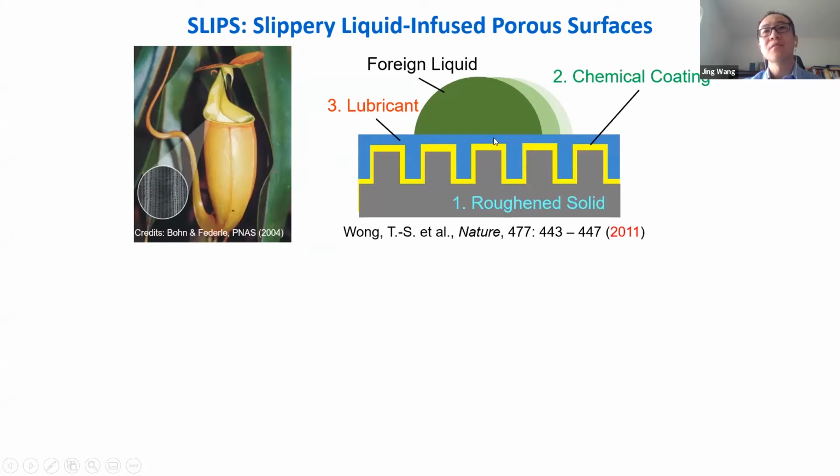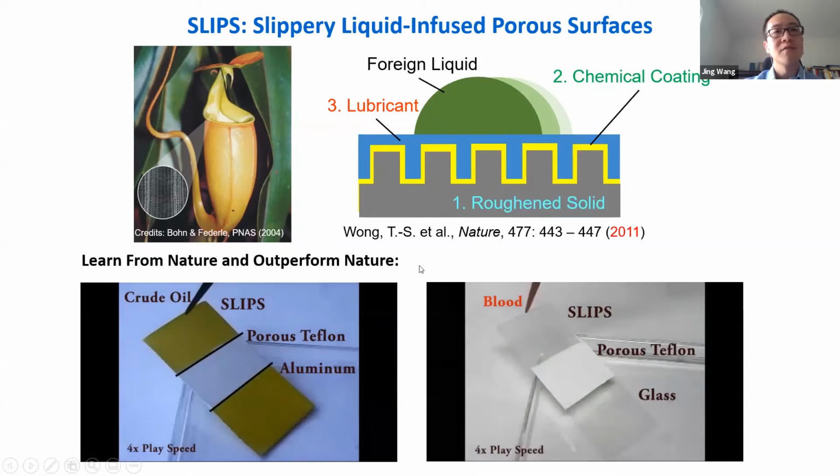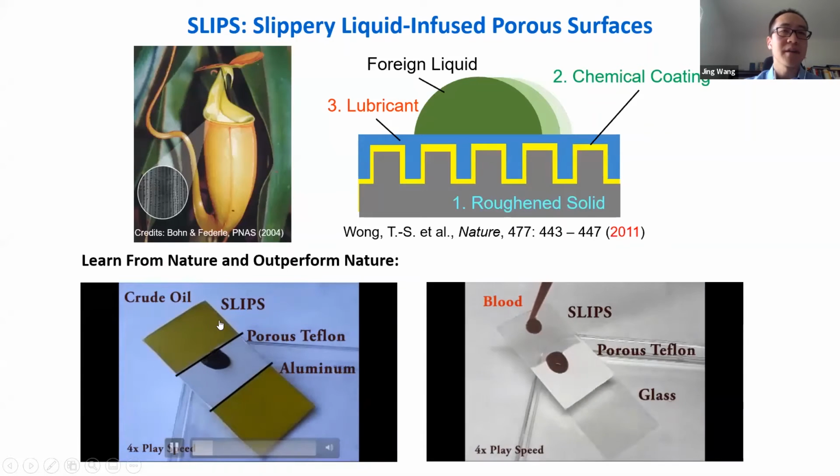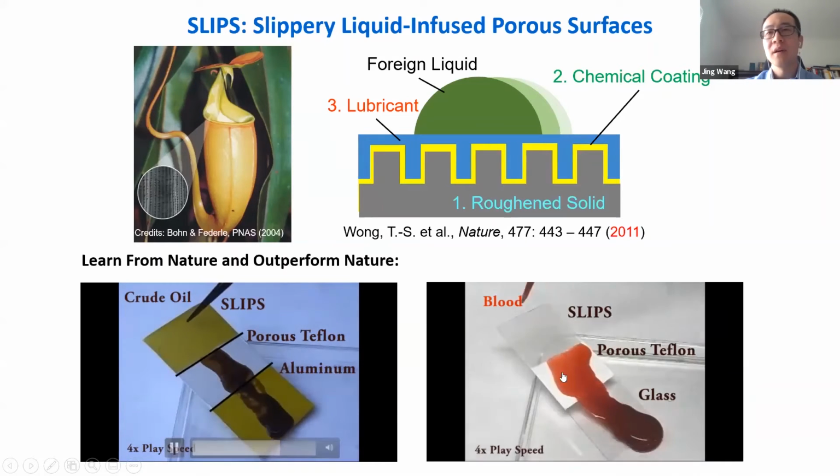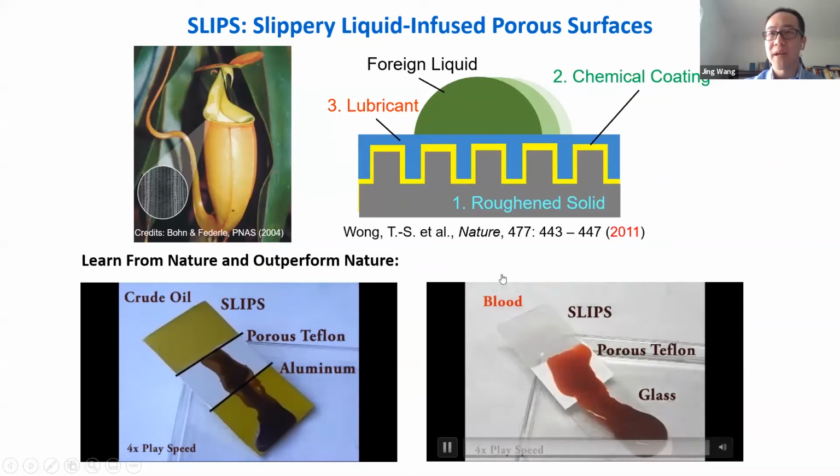This surface can repel any liquid that is immiscible with the lubricant. Take crude oil, for example. It is a complex hydrocarbon that can be repelled by SLIPS, but cannot be repelled by porous superhydrophobic Teflon, not to mention aluminum. It can also repel aqueous complex liquids like biological fluids such as blood as well.